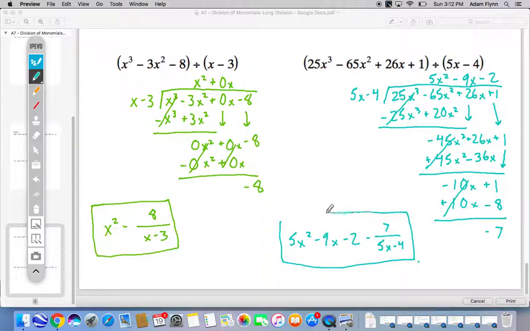Now you can move on to long division of polynomials practice, A, B, or C.